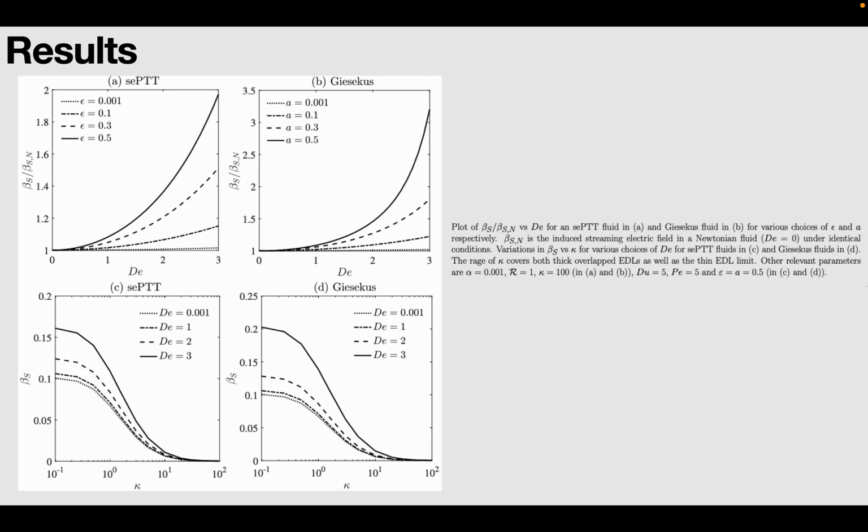We also choose to vary the size of the parameter kappa, which means we go from thick, or rather thin, EDLs to thick EDLs, and we show how the streaming potential varies across that also. So this summarizes our results.